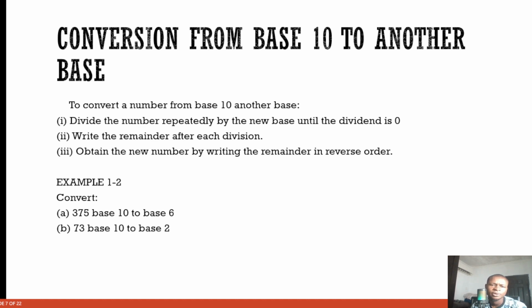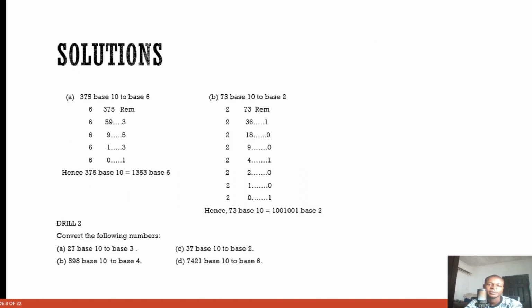I also call this type of method the remainder method or long division method, in such a way that we write our remainders one after the other. That's what I want to show this morning, and it will be found on my next page, where we can see the first solution and the second solution. We have 6 as the divisor that we divide throughout until we have our dividend to be 0, and the remainders happen to be our final answer.